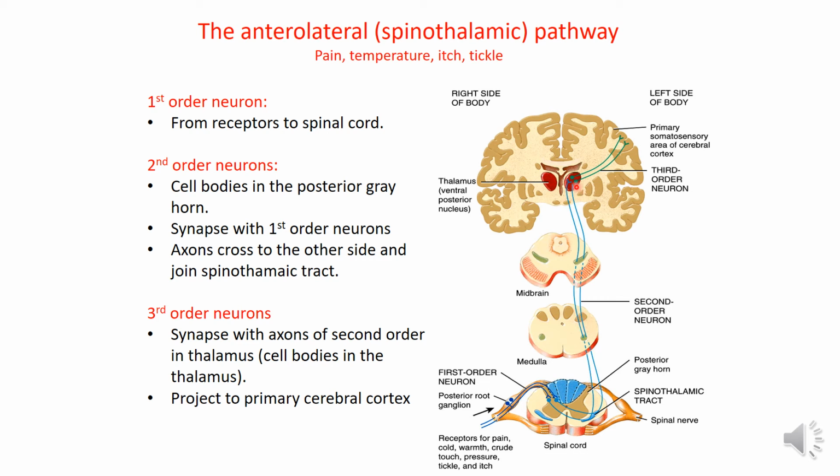So the second order neuron will arise from the sensory nuclei. Then the fibers will cross in front of the central canal of the spinal cord, ascend in the anterolateral column of the spinal cord on the opposite side to reach the ventral posterior nucleus of the thalamus. That is the end of the second order neuron. The third order neuron starts from the ventral posterior nucleus of the thalamus and goes to the primary somatic sensory area. That is the anterolateral or spinothalamic pathway.